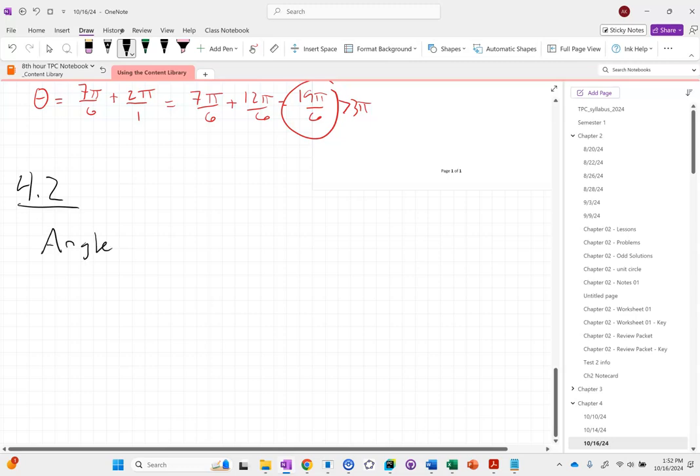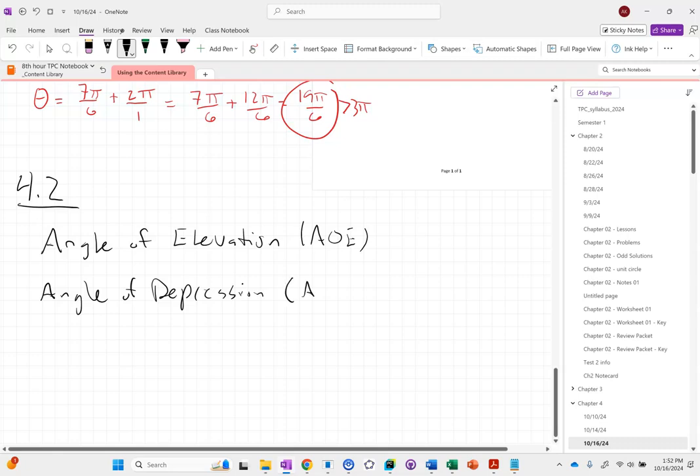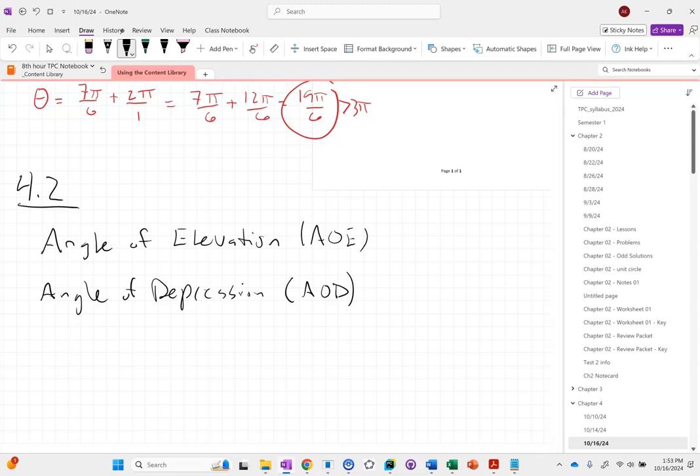So we have angle of elevation and angle of depression. And I'm not going to define either of these terms in words because that's not how we're going to use them. We're going to be using them visually. So I'm going to give you a pictorial definition.